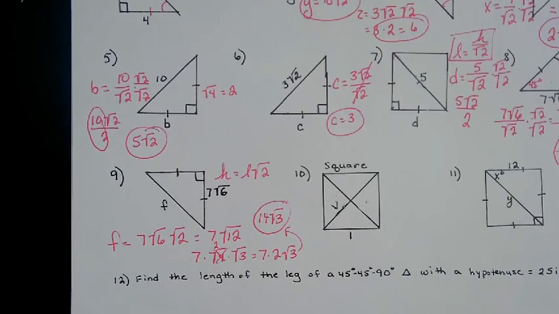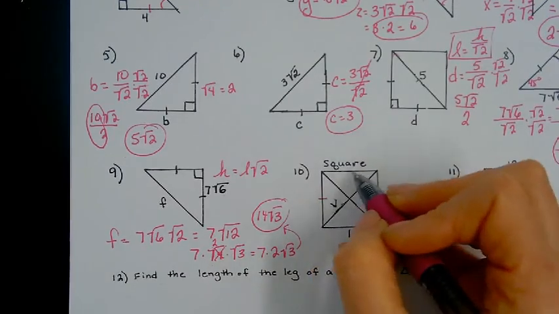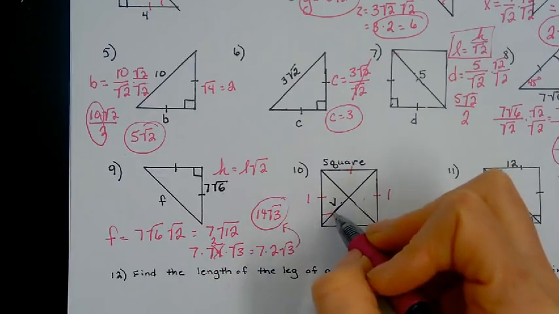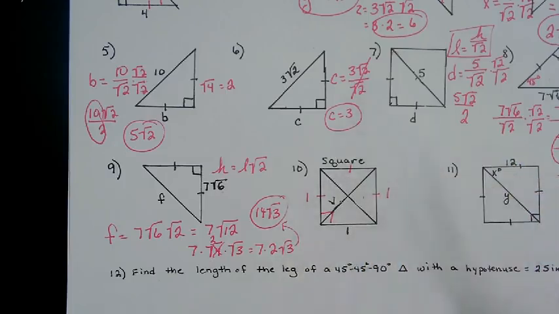Number 10, there's a square. That gives us a lot of information right there. That means all the sides are congruent. Right? And this is a 90-degree angle. There are a number of ways to solve this. I'm going to look at it as the big triangle. So I'm going to find the missing diagonal. Get my highlighter here.